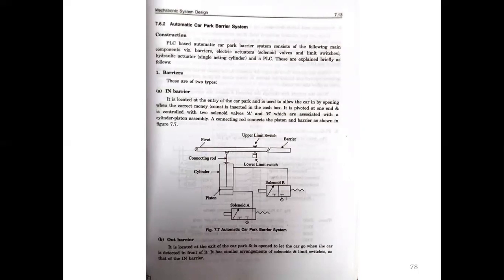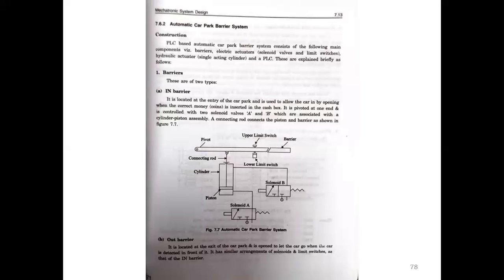That concept we are going to discuss in this unit. So this is the PLC based automatic car park barrier system. It consists of the following main components: batteries, barriers, electric actuators such as the solenoid valve and limit switches, hydraulic actuators, a single acting cylinder, and a PLC.